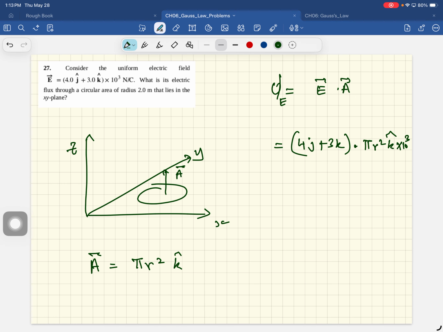Okay, 4 microcoulombs per meter squared. That's the charge density. What does this number mean? A meter square of that surface would have 4 microcoulombs of charge. So that's what that surface charge density means.